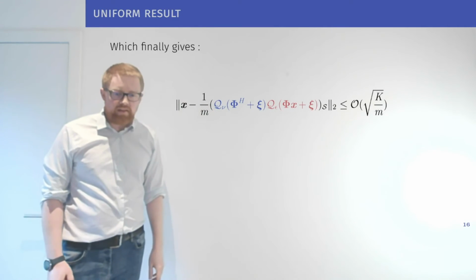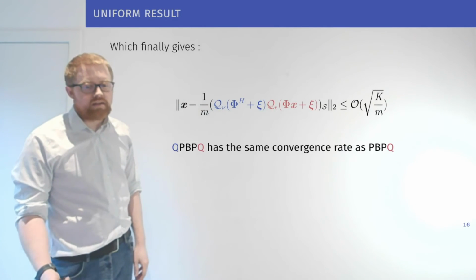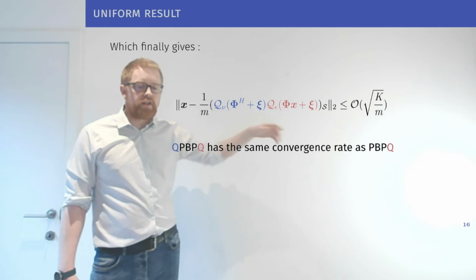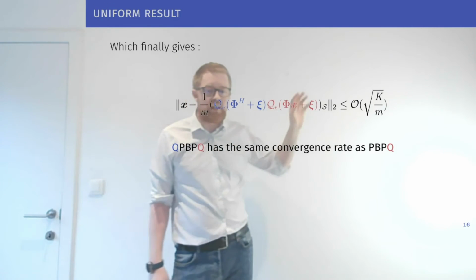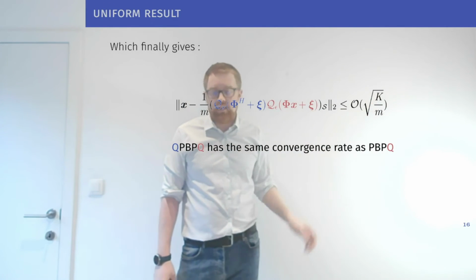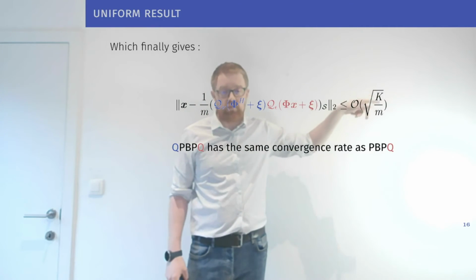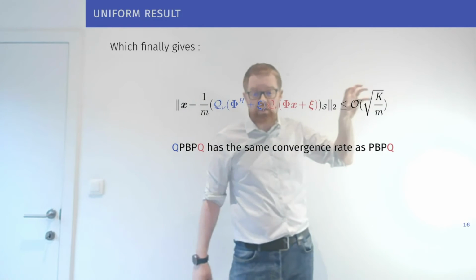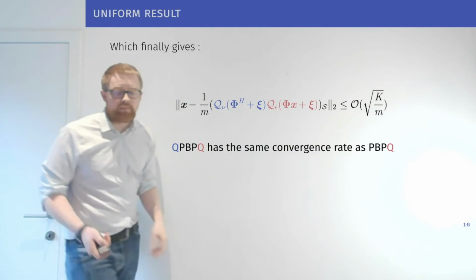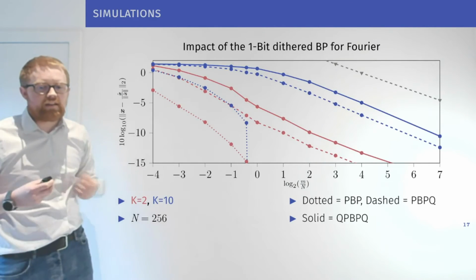And what does this mean? It means that the quantized back projection on quantized data behaves exactly as the high resolution back projection on quantized data, so with square root of k over m, just with a bigger constant in front of it. And this is exactly what we see here in the simulation.